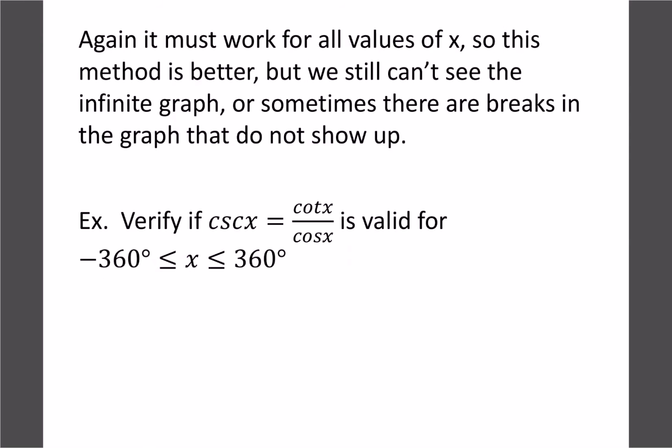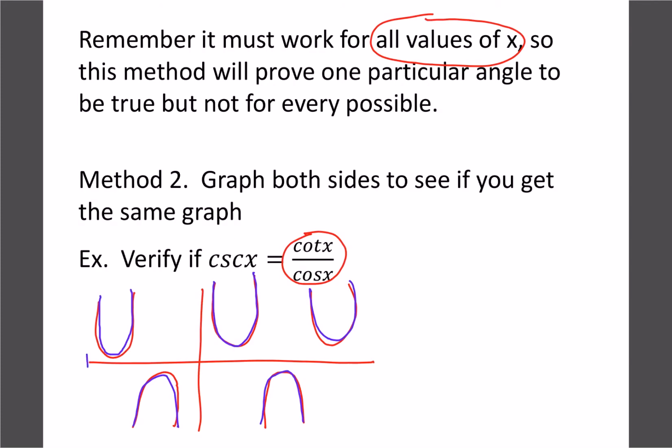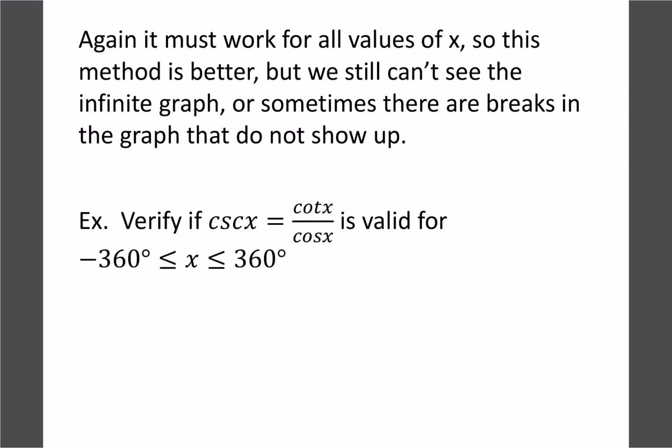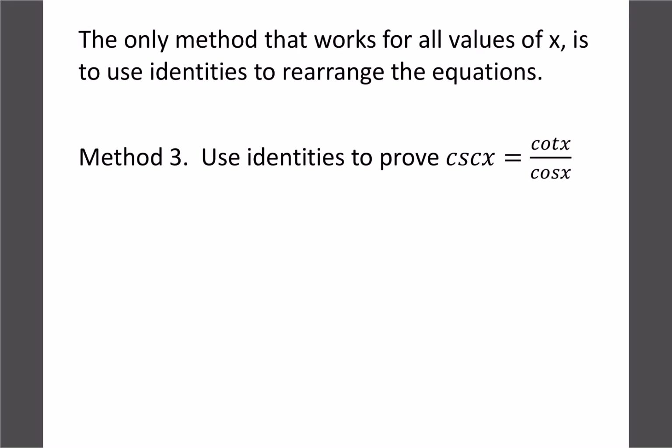But once again, remember this must work for all values of x. So when we look at the graph, I just did maybe from negative 360 up to 360. That works for those ranges, but it doesn't necessarily mean it works for all possible values. So graphing is kind of like plugging in a number. It works for certain values, but not for everything. So what we want to do is prove this for any possible case.